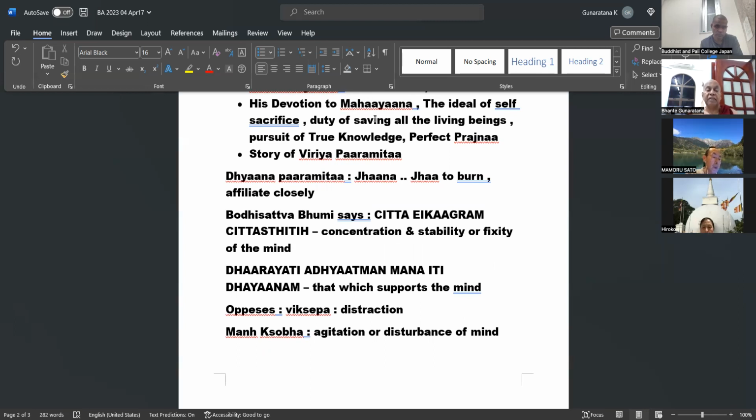Dhyana Paramita, jha or jhana in Pali. It is given in Bodhisattva Bhumi as Chitta Ekagrata or Chitta Sthiti. It is concentration and stability or fixity of the mind. And Dhareti Adhyatma Mana iti, that's to help the mind. Dhareti is to hold, to capture, to hold it. And it's opposite this one.